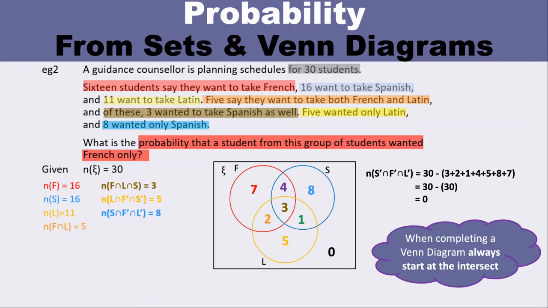What is the probability that a student from this group of students wanted to take French only? Looking at my Venn diagram now, here's my set of French students, and I can see that altogether there are 16 students there, but the only students that want to take French only, so none of the other subjects, are these 7 here. So the probability that a student wants to take French only is 7 out of the total number of students in our universe. That's 30. The probability that a student wants to take French, but not Latin and not Spanish, is 7 out of 30.